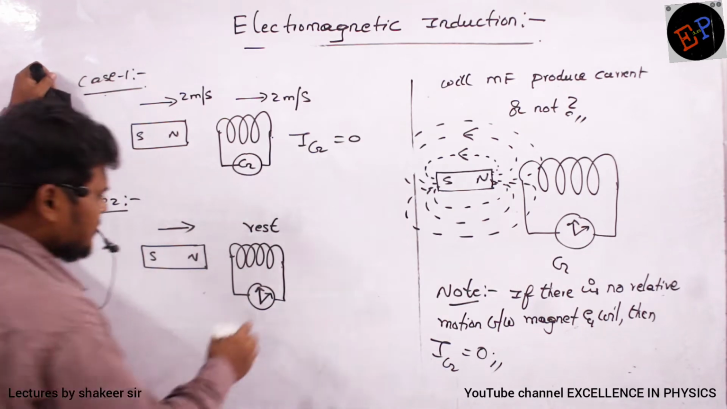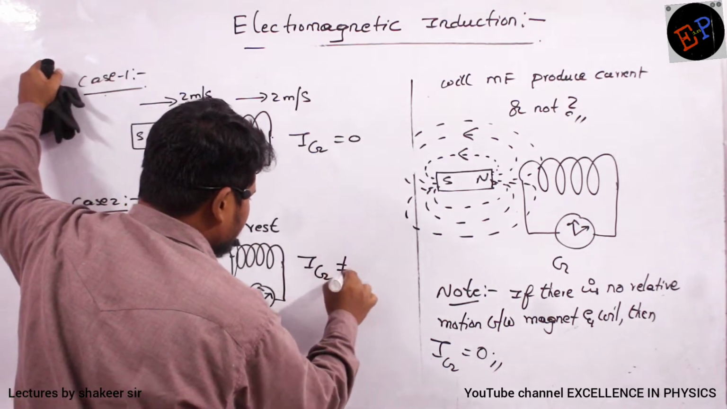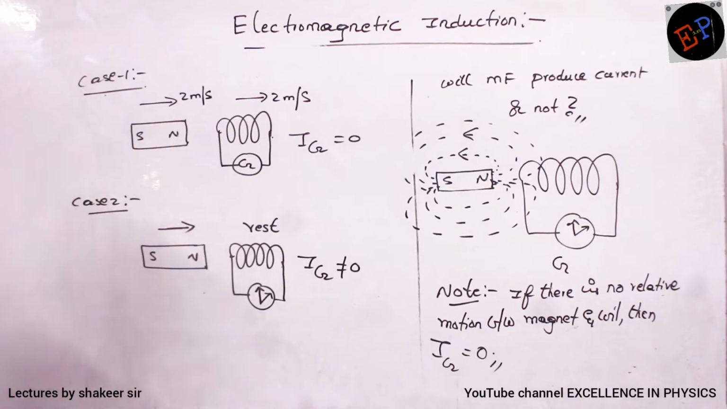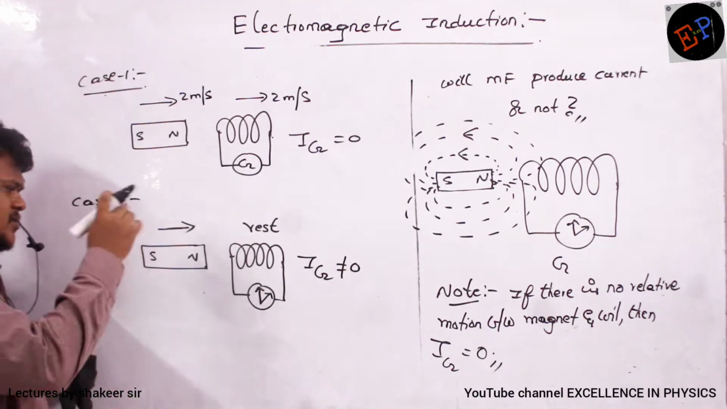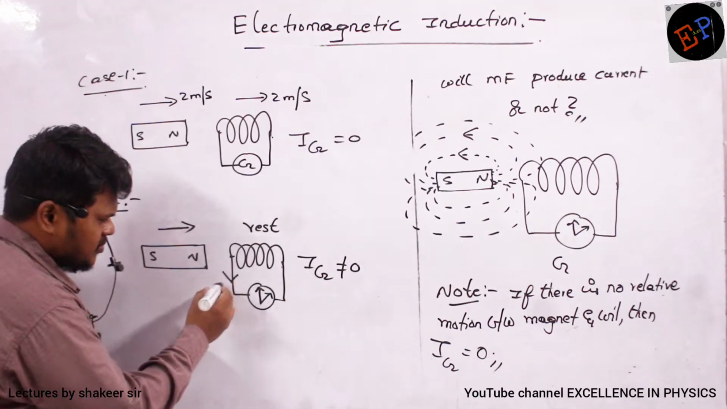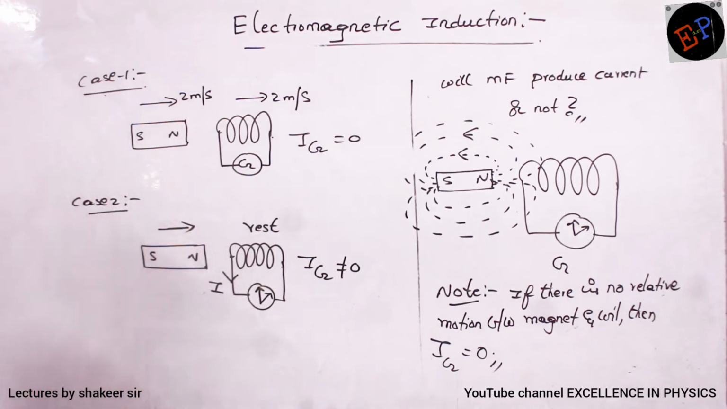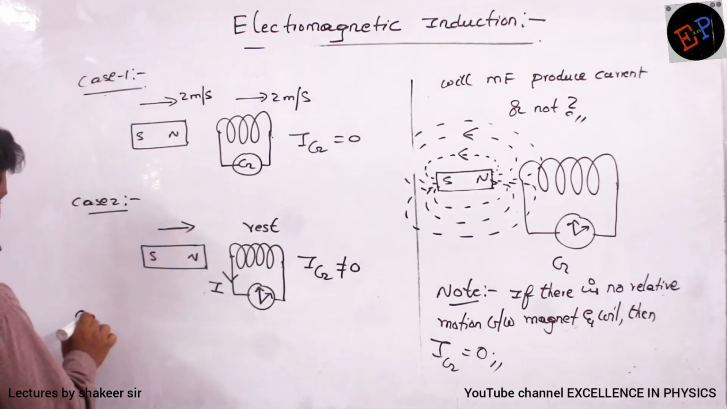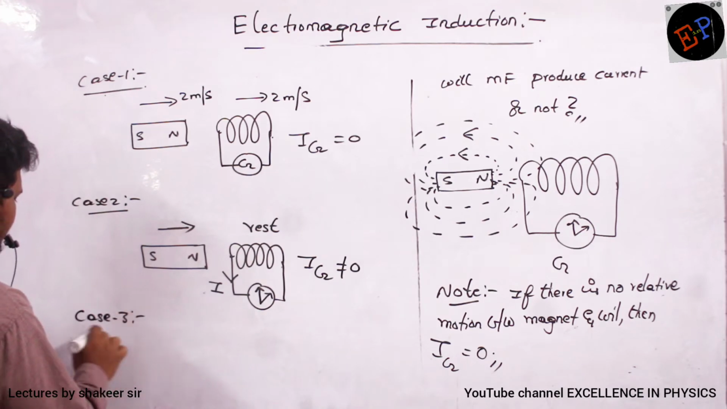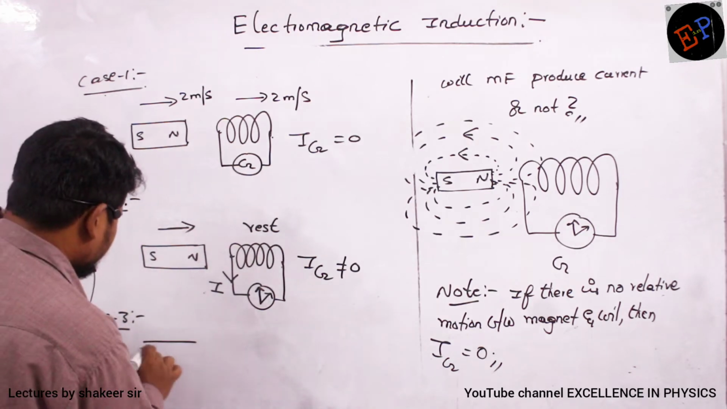Are you able to understand? So Ig value is not 0. What is meant by Ig value is not 0? Current is flowing in the circuit. And let us suppose this is the direction of current. Case number 2. Case number 3 is, clear? So this is a magnet.